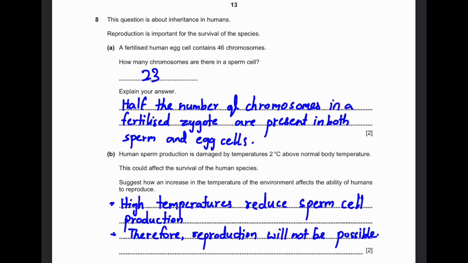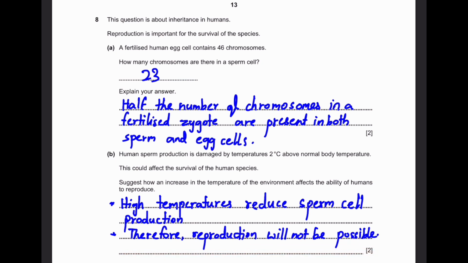Human sperm production is damaged by temperatures 2 degrees Celsius above normal body temperature. This could affect the survival of the human species. Suggest how an increase in the temperature of the environment affects the ability of humans to reproduce. As given in the question, high temperatures reduce sperm cell production. Not even that high, just 2 degrees above normal body temperature. Therefore, there will be no sperm cells left, or at least a minimal amount, and that means reproduction will not be possible, or it will be very less.